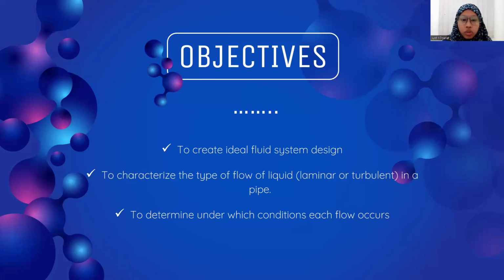Objective of the experiment. Obviously, our objective is to create an ideal fluid system design. Next is to characterize the type of flow of liquid in a pipe. Is it straight direct flow or does it have turbulence? And third is to determine under which condition each flow occurs, whether it is laminar or turbulent.